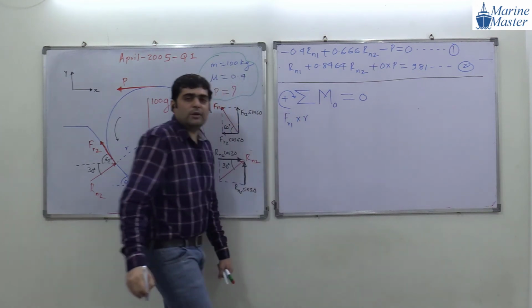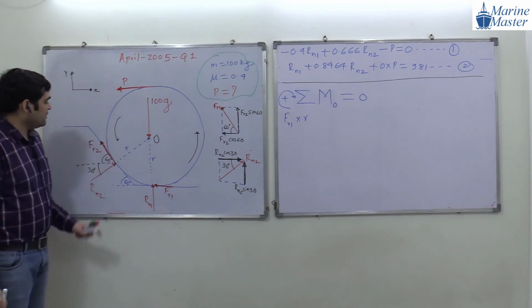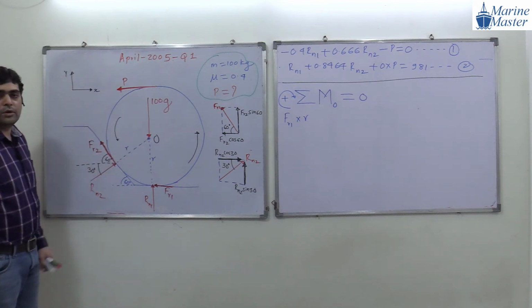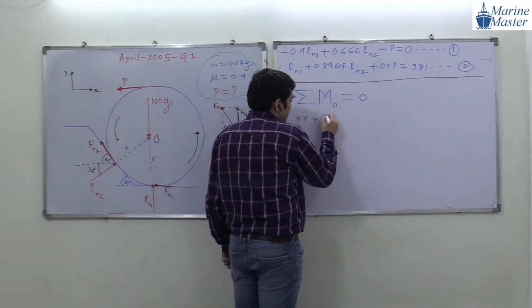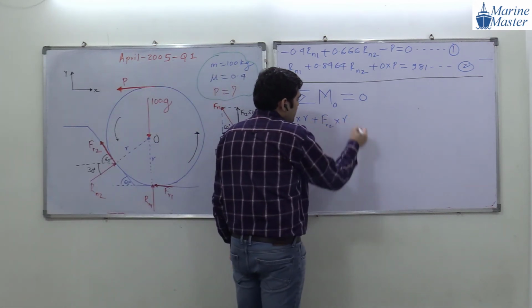R. Perpendicular distance is what, guys? R. Then what is the effect of FR2 about point O? Again clockwise, and perpendicular distance is what? R. So plus FR2. Perpendicular distance is R.